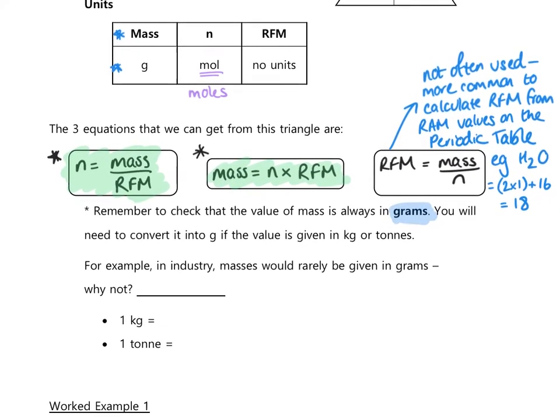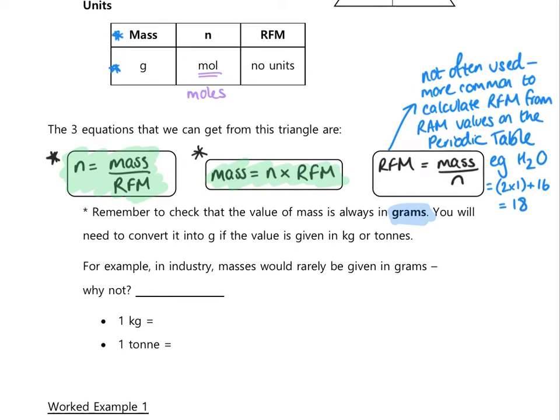So one key thing I said was to make sure that the mass is always in grams. To be able to use this equation as it is, to be able to calculate the number of moles, the mass must be in grams. So if you have been given your value in kilograms or tons, then you must convert it.